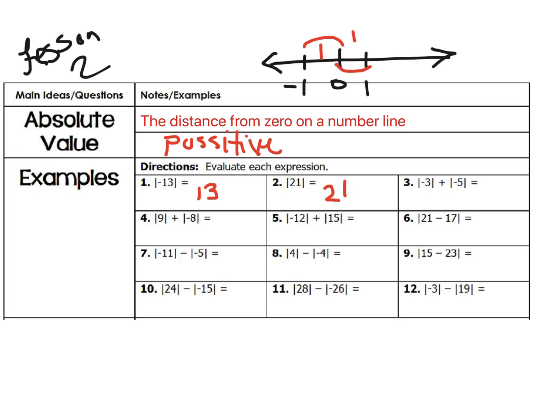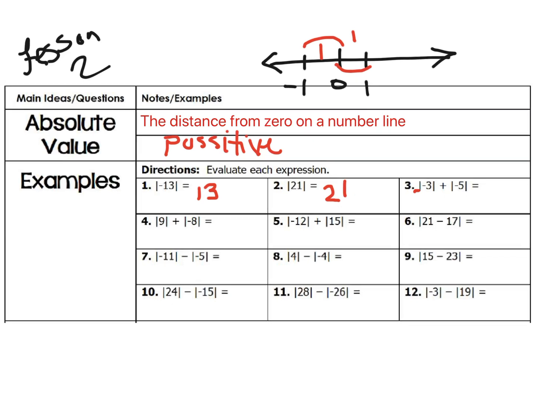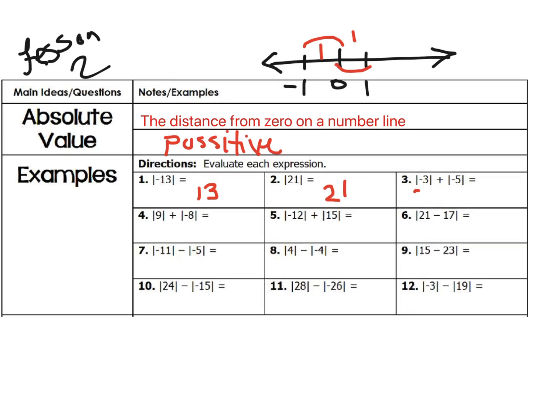So in example 3, I've got the absolute value of negative 3. Will be 3. Whoops. Let me put this back. Okay, will be positive 3. Let's clean that up. Okay, and then the absolute value of negative 5 will be positive 5. And then I'm going to bring down this plus sign that was on the outside of the absolute value bars. That positive sign did not get affected. So I now have 3 plus 5. And so my final answer here will be 8.